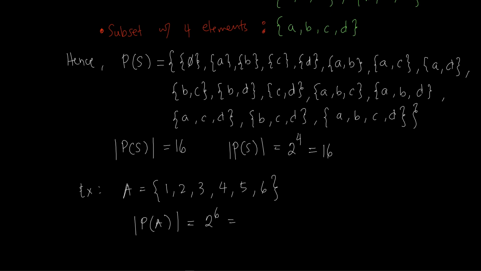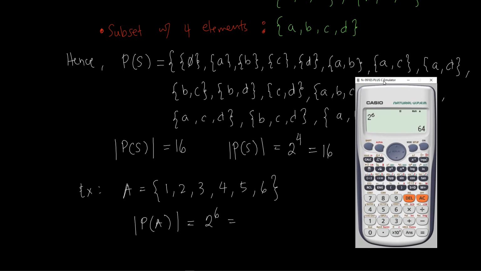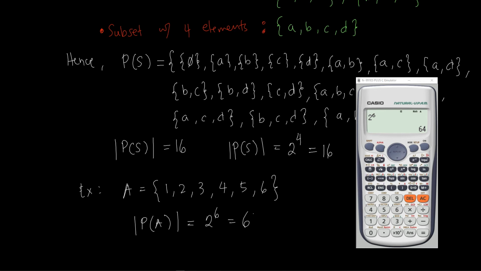36, sir. Reggie is correct? I made a fool of myself. 2 to the power of 6 is 64. So I will no longer make you write out the 64 subsets, because it is tiring. 16 is still manageable. So, 64.